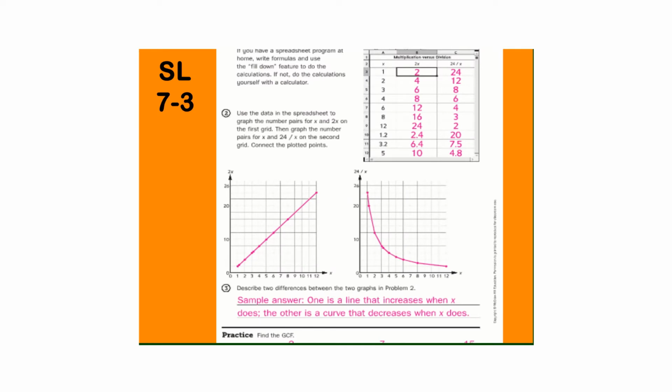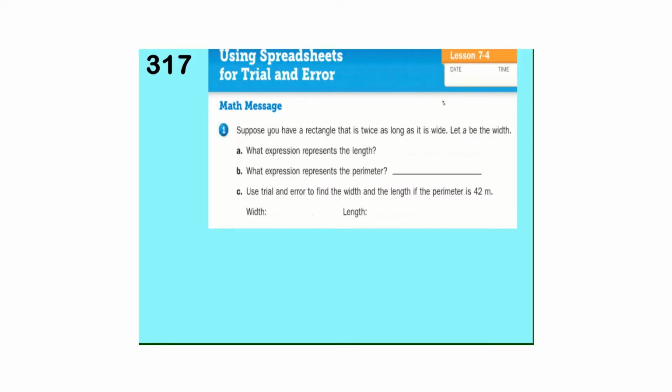Okay, on to today's lesson. Suppose you have a rectangle that's twice as long as the width. A is the width. What expression represents the length? That would be 2A. A is the width, so it's 2A. What expression represents the perimeter? It would be A plus 2A plus A plus 2A.